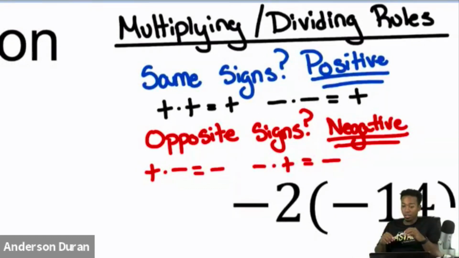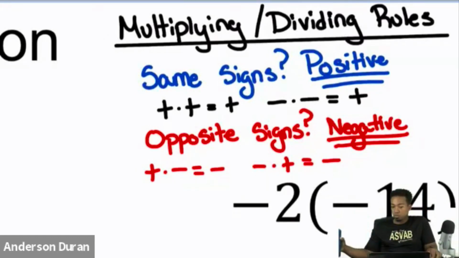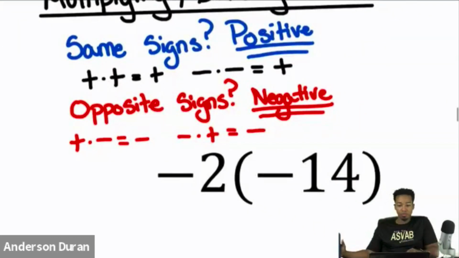Jose, I'd love to answer your question, brother. Go ahead. I have a question, Coach. Like you're saying about the signs, like that problem right there, the -2 and then the parentheses -14. How do you know when you're doing a problem like that? How do you know if it's either adding, subtracting, or multiplying?